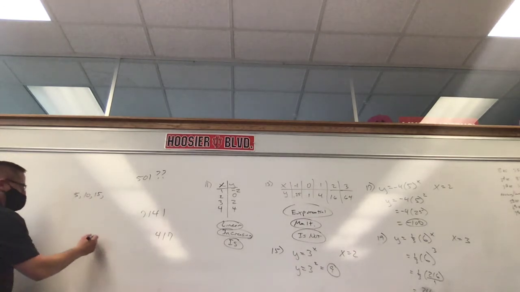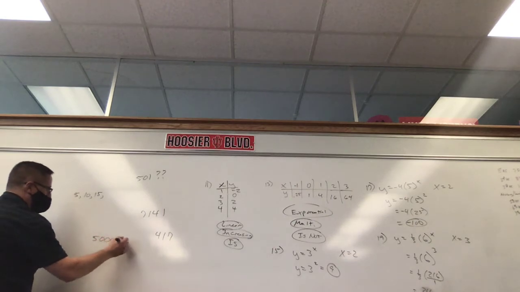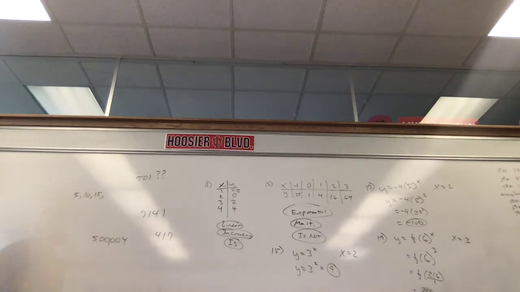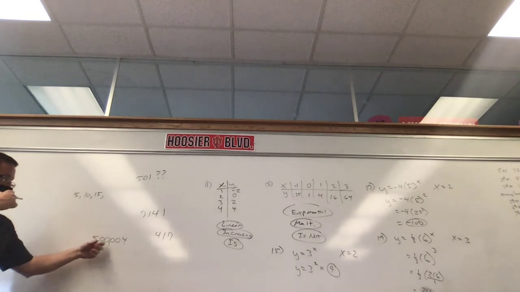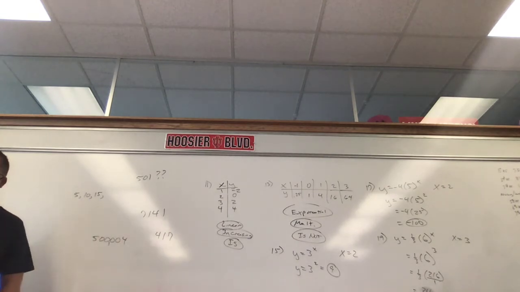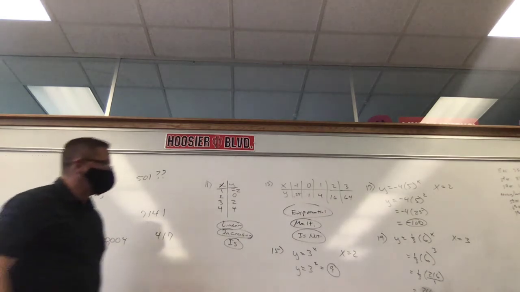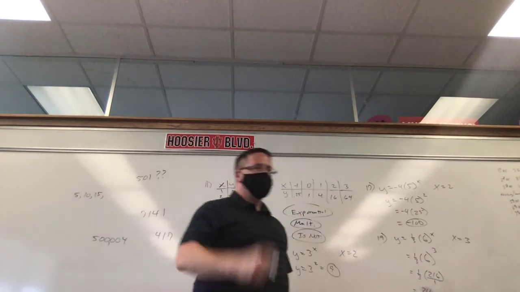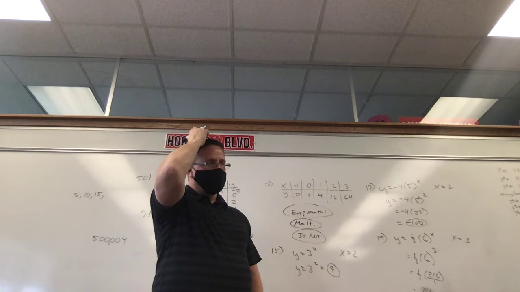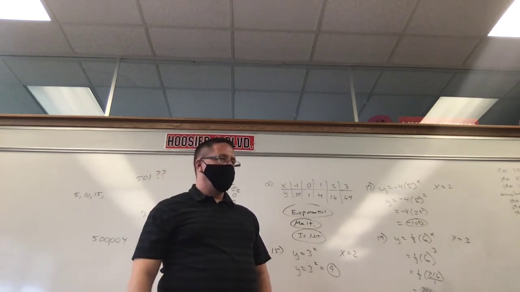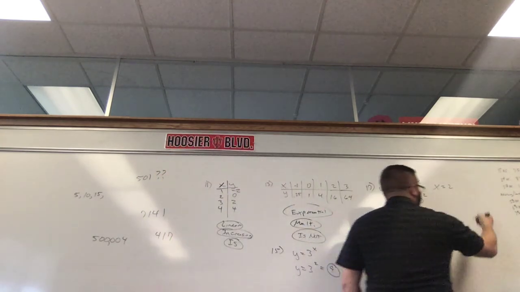Does 3 go into 500,004? Yes. Why? Because 3 goes into 9. Where'd you get 9 from? 5 plus 0 plus 0 plus 0 plus 4. You don't have to add zeros. 5 plus 4 is 9. Now, how many times does 3 go into that? I don't know. Does 3 go into 216? Yes. Why? Because 2 plus 1 plus 6 is 9, and 3 goes into 9.